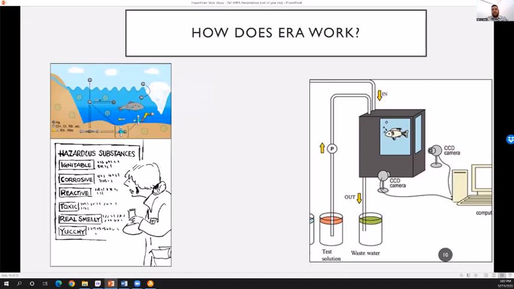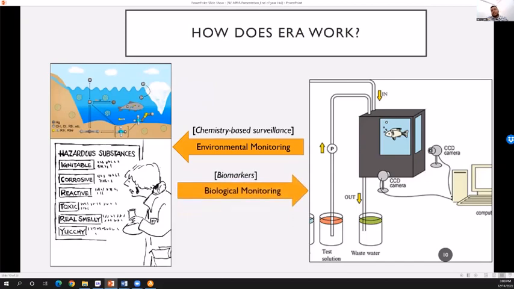And there are 2 main components to environmental risk assessments. The first one is a chemistry-based surveillance of the environment, where we quantify the levels of different pollutant classes from the soil or water samples or tissue samples of animals. And the second is a monitoring of the health itself of marine animals, which would translate into determining the quality of an environment. And to do this, we use biomarkers, which is what my research entails.